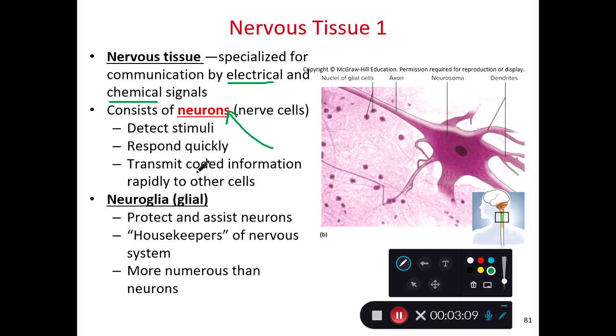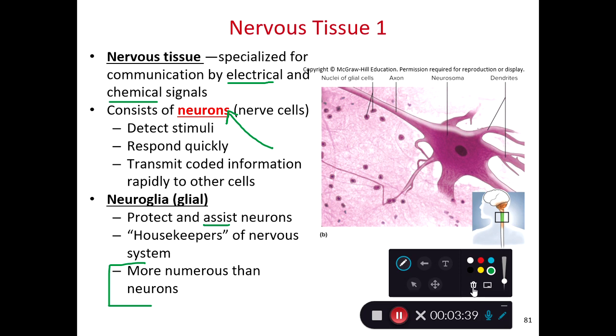But the most common kind of cell in our nervous tissue is not a neuron. Instead, it's the neuroglia, aka the glial cell. And these are the assistants, so to speak. So the neuroglia, or the glial cells, help the neurons to do a really good job of receiving, processing, and sending information. And we have many more neuroglia than neurons, easily 10 times the number of neuroglia compared to neurons within our bodies.